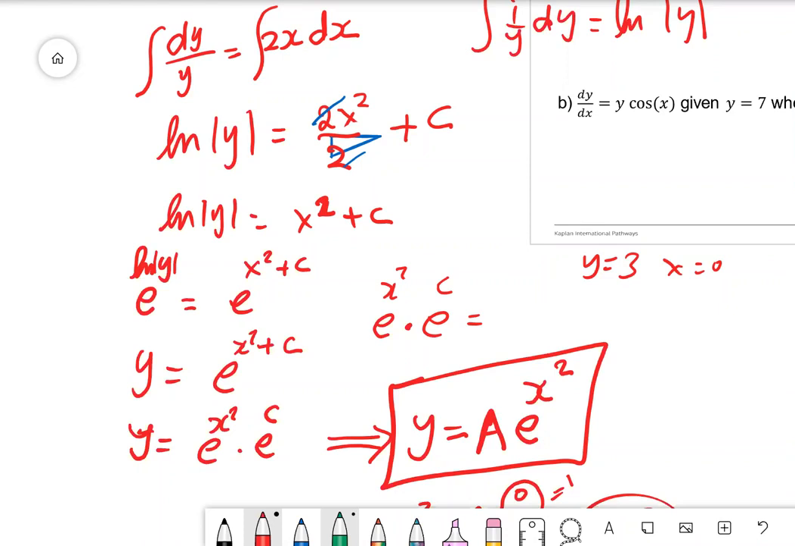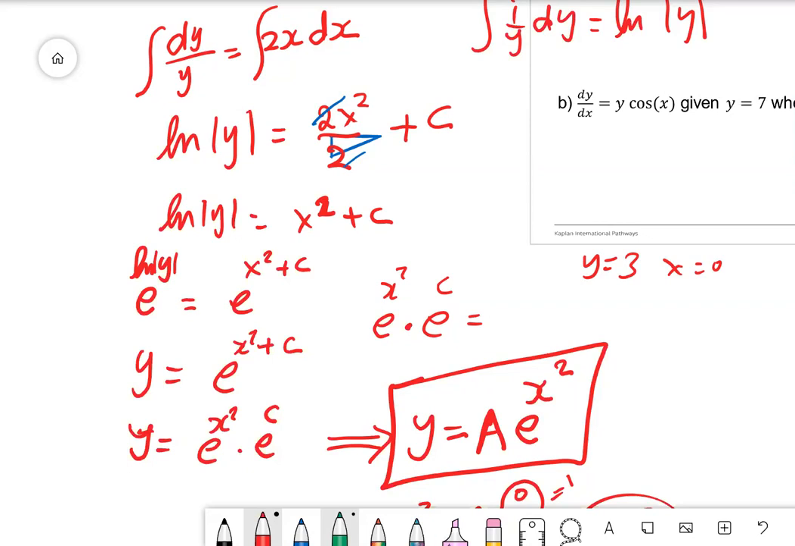If they ask you to use differential equations, you have to use this method. And usually you will see a question that has a mix of dy over dx and the x and the y. So you need to solve it this way.